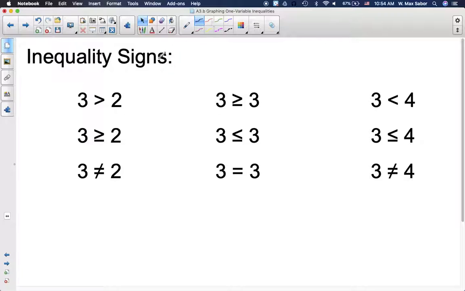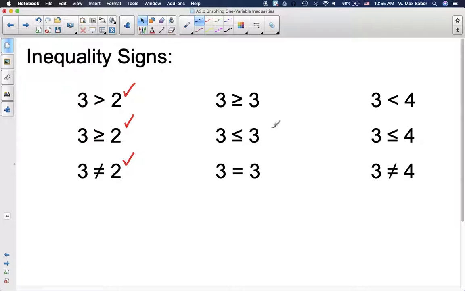These are all true statements that we can make with inequality signs. When we compare 3 to 2, 3 is bigger than 2. 3 is greater than or equal to 2. It's not equal to, but because it's greater than, it works. And 3 is not the same thing as 2. You cannot make a statement with an equal sign, a less than, or a less than or equal to sign like this.